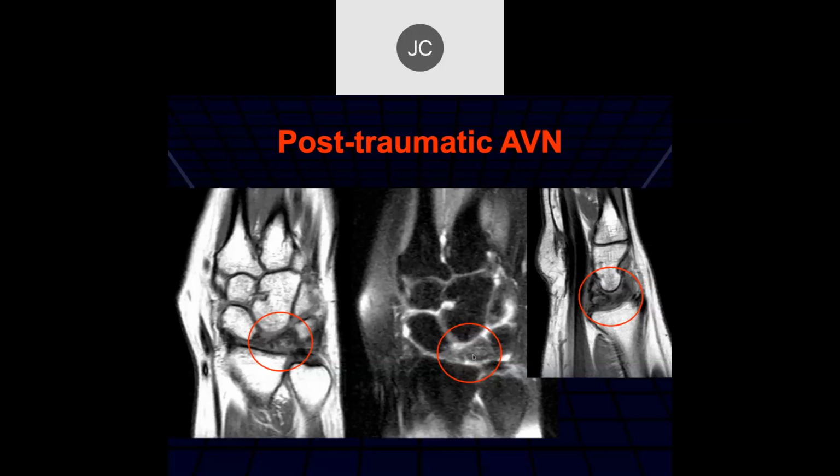I have not seen any of these that have really looked like classic double line sign AVN. It fits more with the clinical history of these people being in occupations where they have repetitive trauma. And it fits better with our understanding of traumatic injuries to other bones that we've seen in the foot and ankle and the knee and elsewhere. Before MR, with just plain X-rays, we really couldn't look at the pathophysiology in a fine way. Now we can see the progression much better.